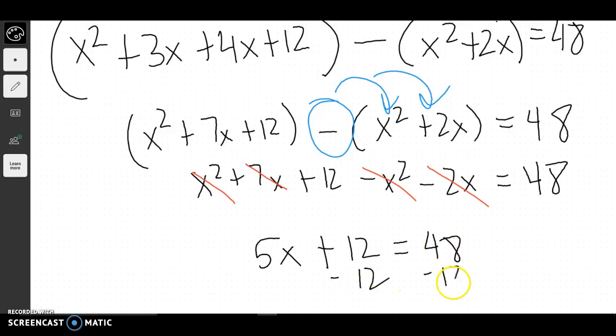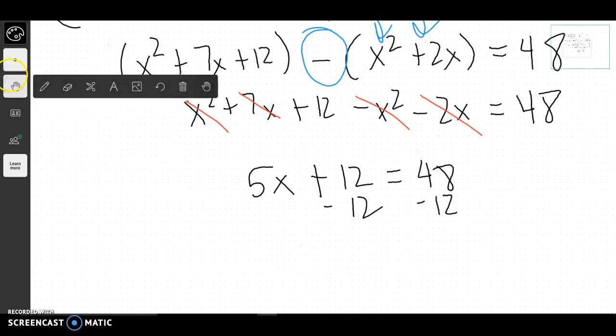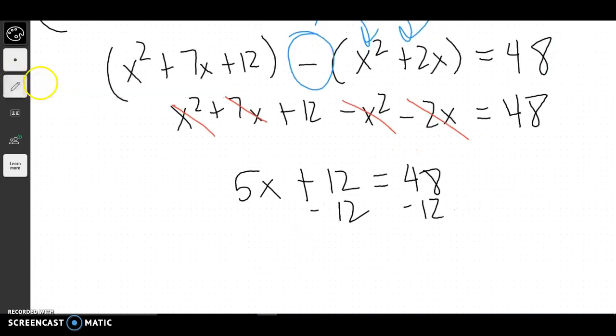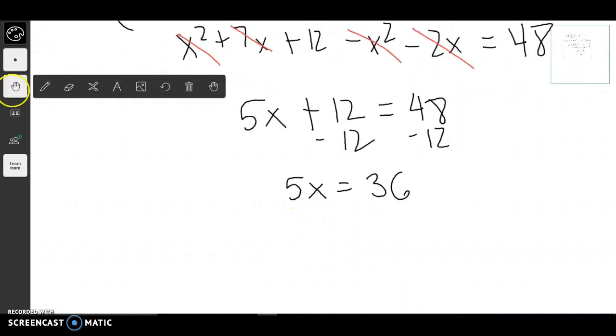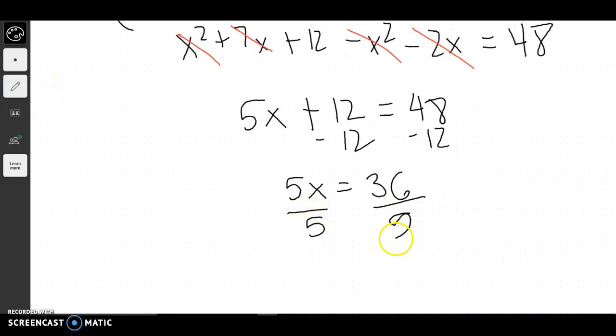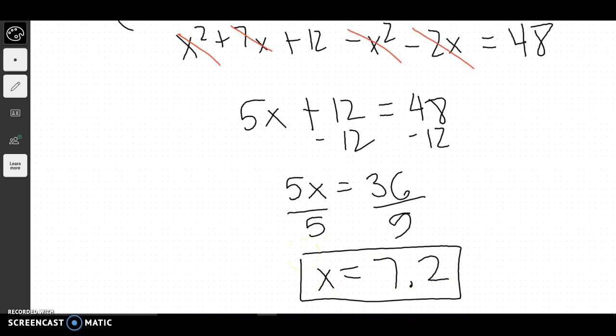I would subtract 12 from both sides. That's going to give me 5x is equal to 36. Then we would just have to divide. So, whoops, I'd have to divide the 36 by 5. And that's going to be about 7, so like 7.2. And if it doesn't come out to be a whole number, you can round it to a decimal or just leave it as that fraction. Today's problems that I created for you should all turn out to be whole numbers.